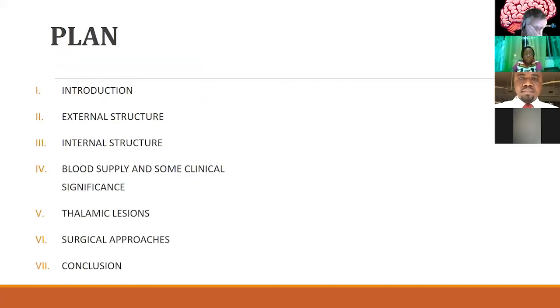So, in order to attain our objectives, we outlined firstly a brief introduction, the external and internal structure of the thalamus, its blood supply and some clinical significance. We will describe some thalamic lesions, some surgical approaches, and then finally we will conclude.